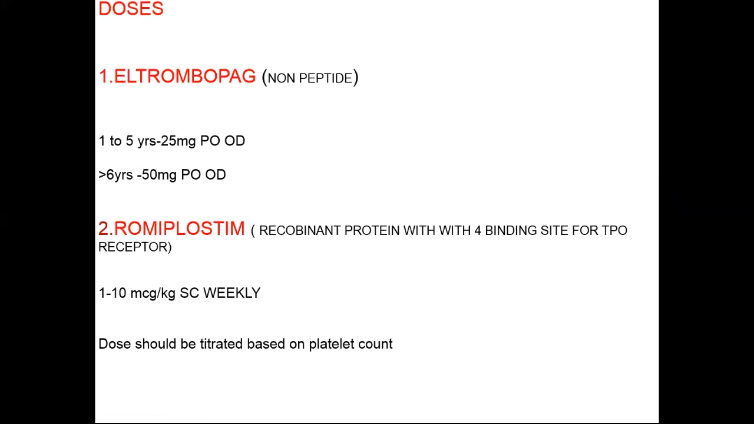So coming to doses of eltrombopag, it is given orally OD at a dose of 25 mg to 75 mg. And romiplostim is given subcutaneously weekly. The dose is 1 to 10 microgram per kg. This dose will be titrated based on the platelet count. We have to keep the minimal dose to keep the platelet count between 30 to 50,000.